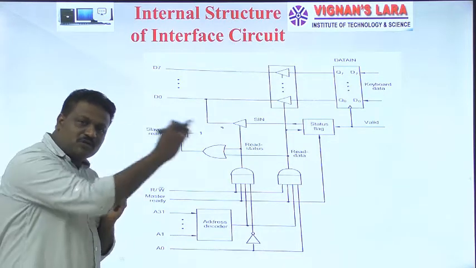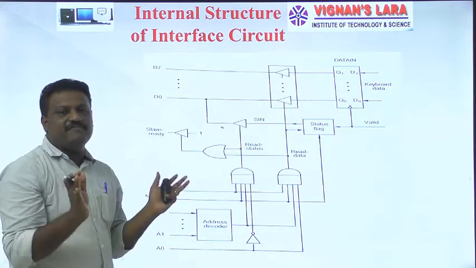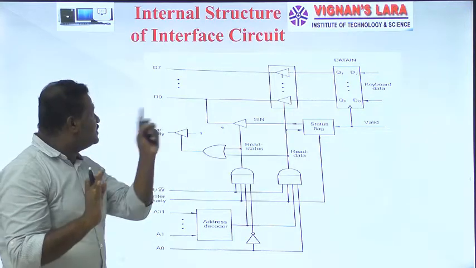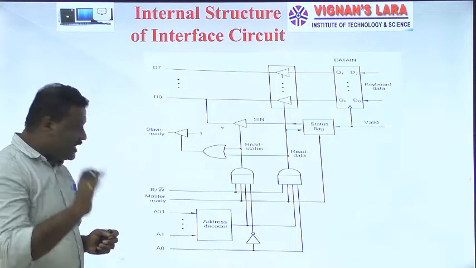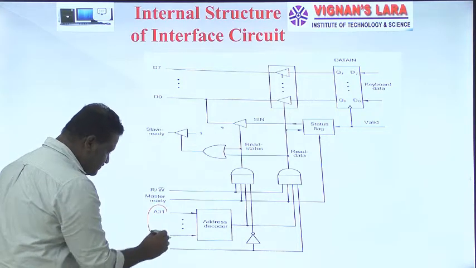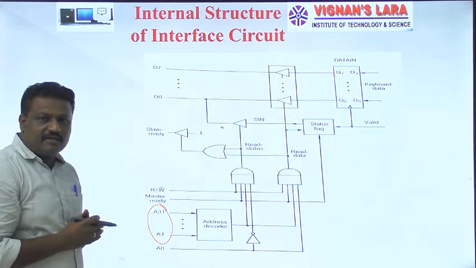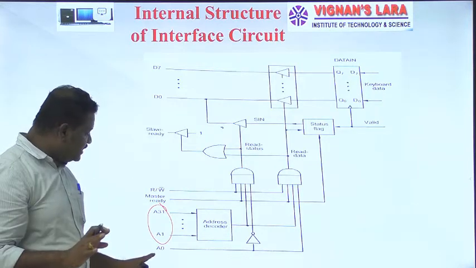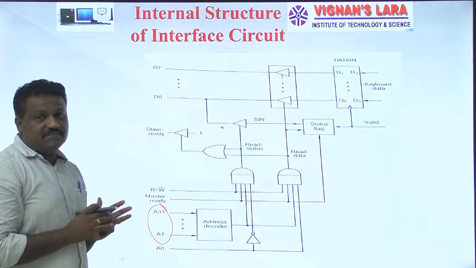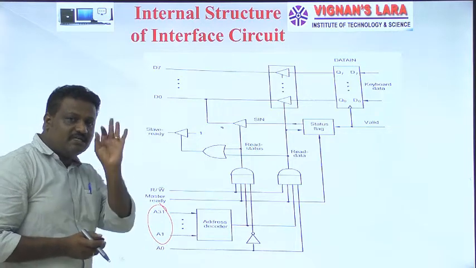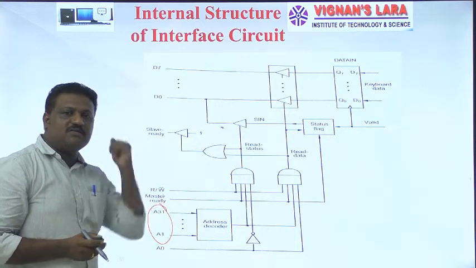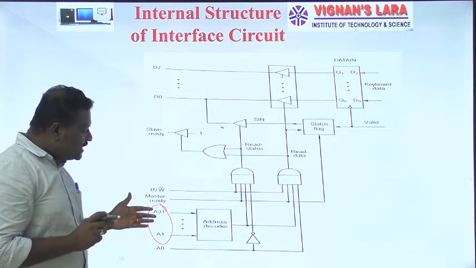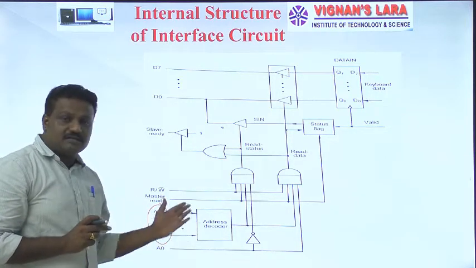Whenever my processor wants to communicate with any device, first of all it will generate an address. The processor generates an address of a device with the help of address lines. I have 32 address lines, from A0 to A31, but out of 32 address lines, I use only 31 address lines to select my device. So I give that address information to my address decoder.